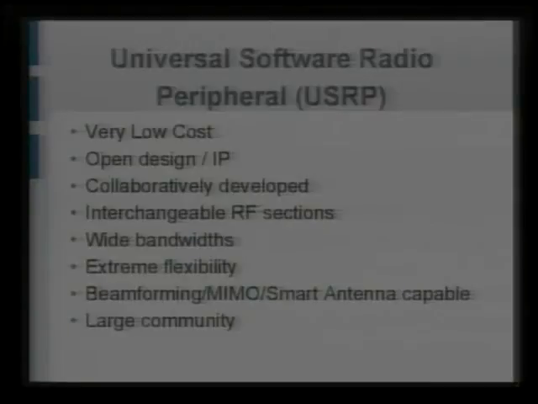And to make it easier to use for a wide range of different applications in software radio, we wanted to have interchangeable RF sections that would allow us to plug on different modules for different frequency bands to make it more flexible. And things I was interested in were wide bandwidth and beamforming and MIMO solutions. MIMO is like 802.11n, the new 802.11 system that uses multiple antennas to get higher data rates through the same bandwidth.